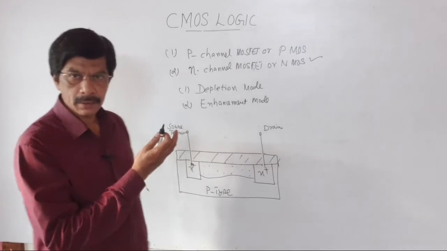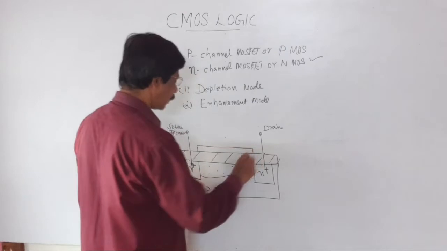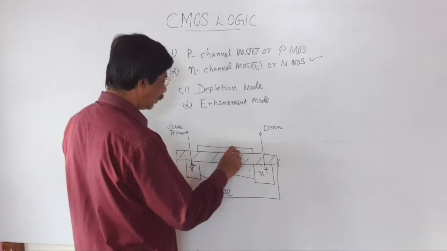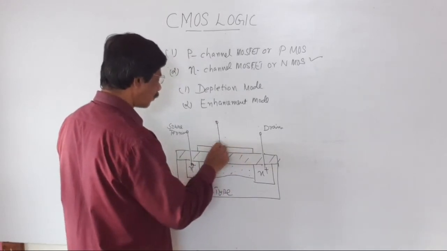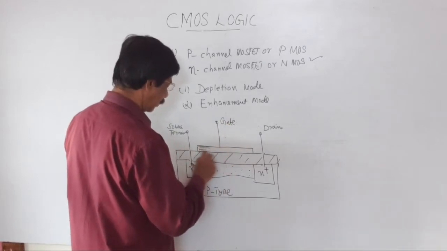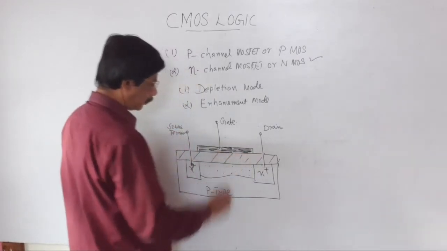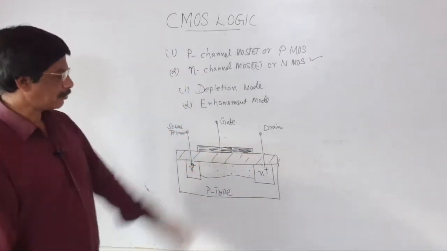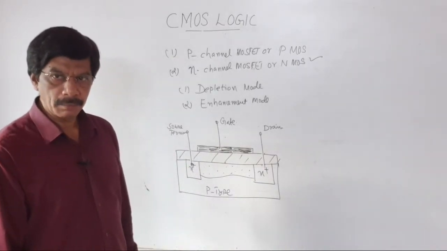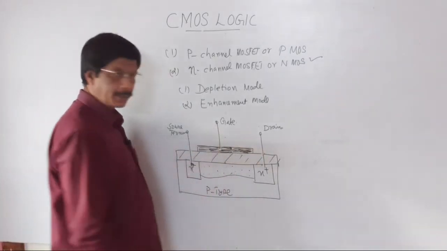Above the channel region, form a thin layer of aluminum. From this aluminum layer, take one more lead. This is known as the gate. This is aluminum. Therefore, this N-channel MOSFET transistor consists of three terminals, namely source terminal, drain terminal and gate terminal.